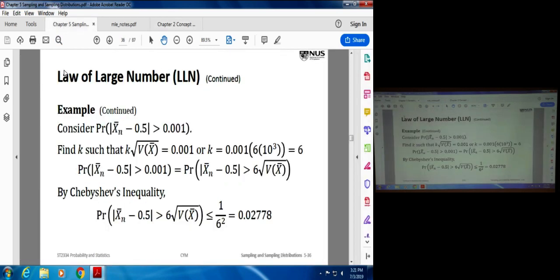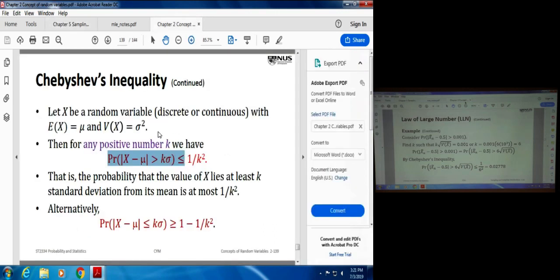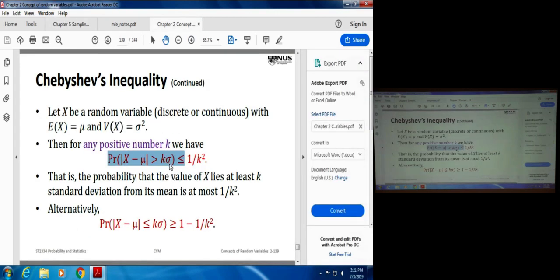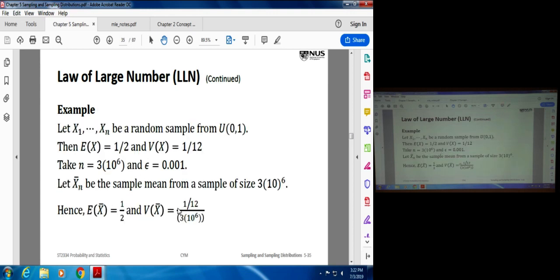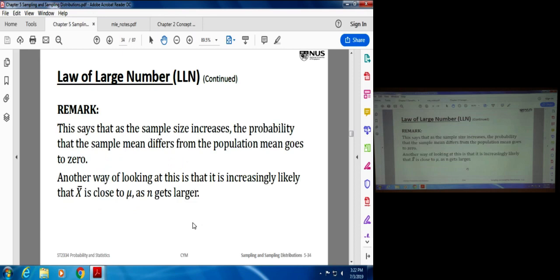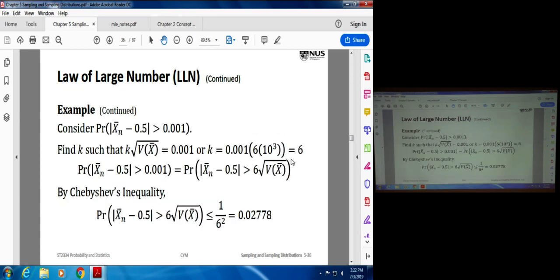Hopefully you can understand that he's using this equality. Sigma is the standard deviation of the mean, whose variance is sigma squared over n, and k is a number. So we want to find k such that k times the square root of the variance of the mean is 0.001. That is to say, k is 0.001 divided by the square root of the variance of x bar. The variance of x bar is 1 over 2 times 3 times 10 to the 6. So basically k is apparently 6.